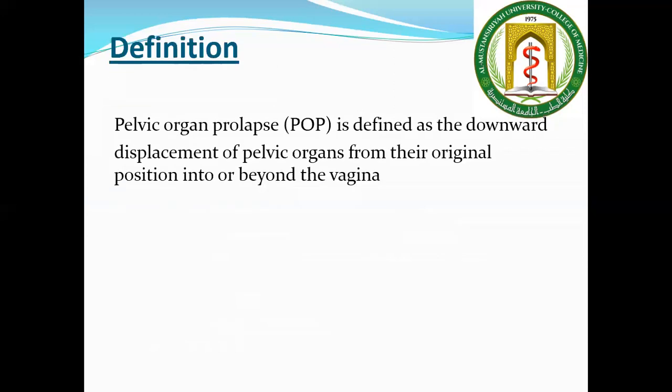presentations. To start with definition, pelvic organ prolapse is the downward displacement of the pelvic organs from their original position into or beyond the vagina. يعني أي عضو يكون خارج الحدود الطبيعية يعتبر prolapse.